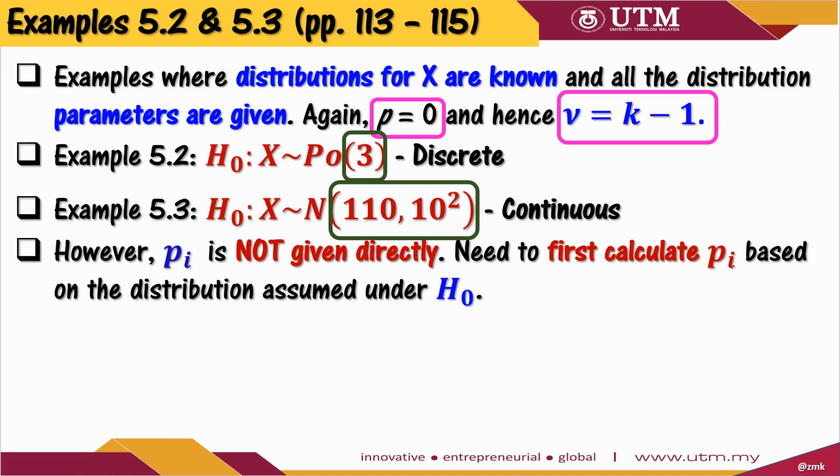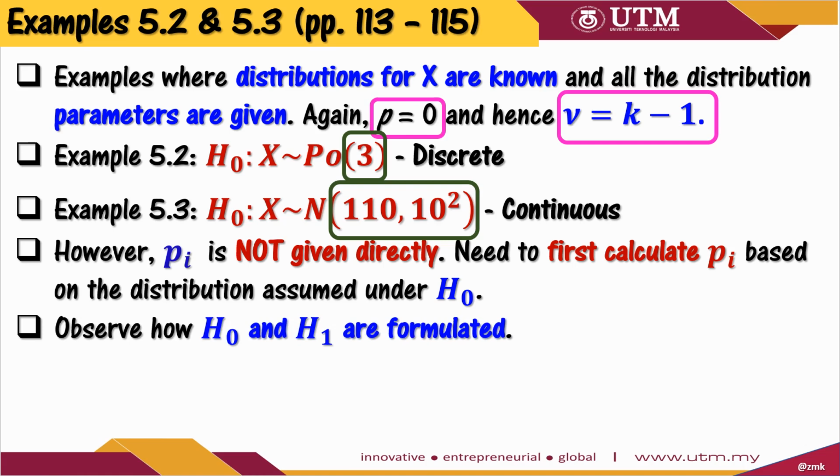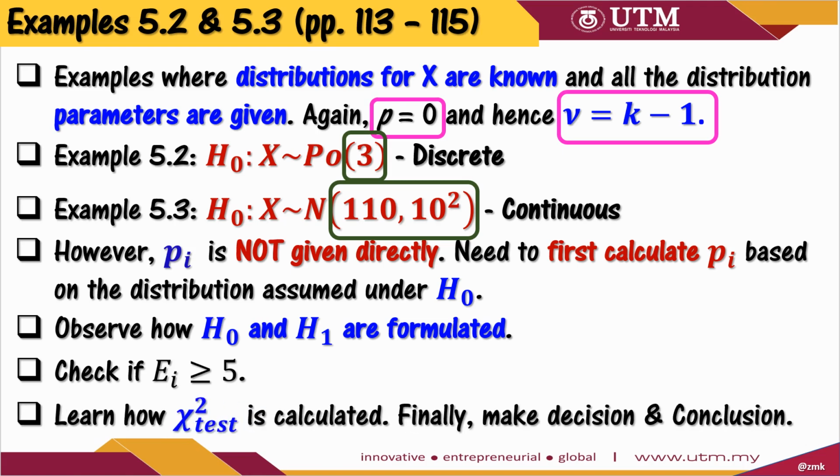Next, from these two examples, you can observe how the null and alternative hypotheses H0 and H1 are stated. You can also check that Ei is at least 5 for all i classes and learn how the chi-square test statistic is calculated in each example, before finally learning how to make a correct decision and conclusion on whether the variables follow the distribution in question.